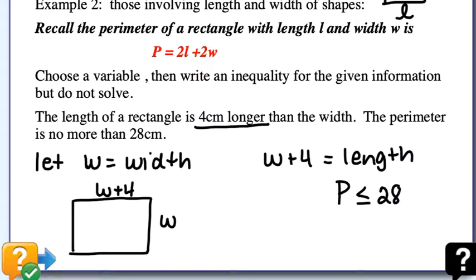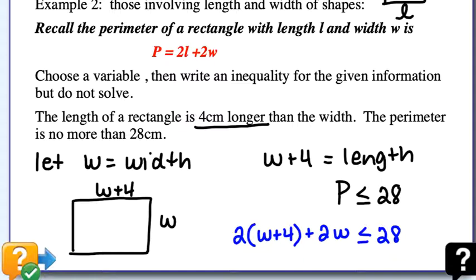We can either plug right into the formula or we can add up all the sides. So we can say that 2 times (W plus 4) plus 2 times W has to be less than or equal to 28. That's an example involving a shape using perimeter, or this could also be area. We're not going to solve it. I just wanted you to get to write the inequality.